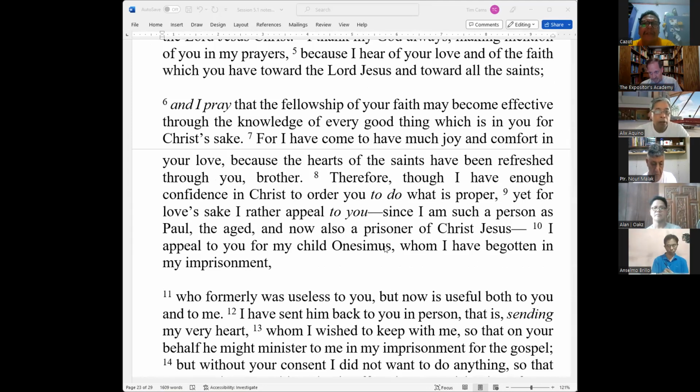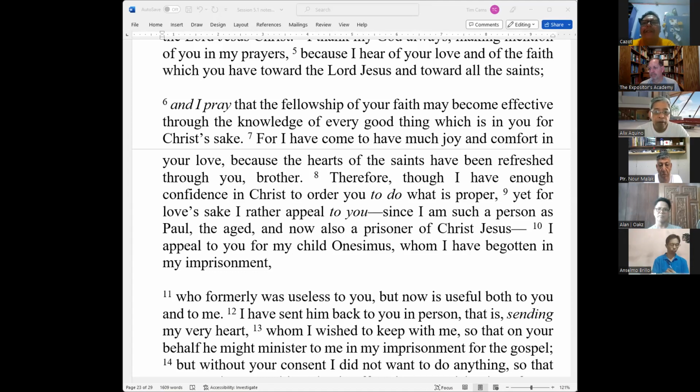And I pray that the fellowship of your faith may become effective through the knowledge of every good thing which is in you for Christ's sake. For I have come to have much joy and comfort in your love, because the hearts of the saints have been refreshed through you, brother.